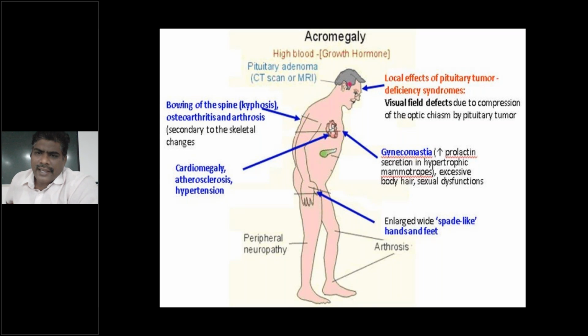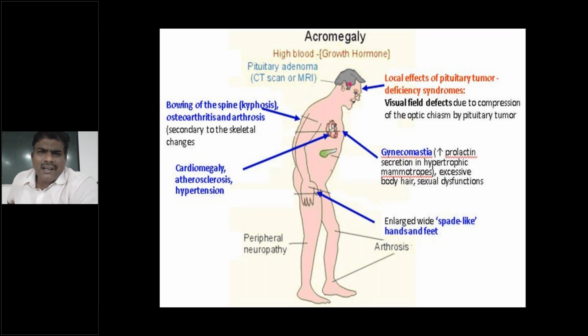in hypertrophic mammotropes, and excessive body hair, sexual dysfunction, enlarged wide, spade-like hands and feet, and arthrosis, peripheral neuropathy, cardiomegaly, atherosclerosis, and hypertension. Okay, bowing of the spine is called kyphosis, and osteoarthritis and arthrosis.